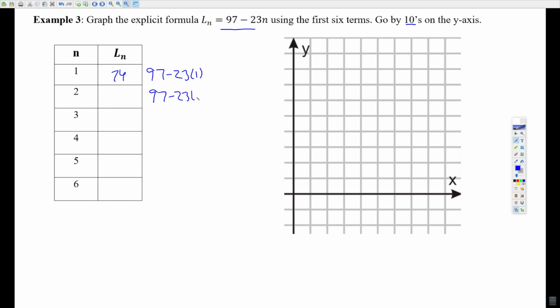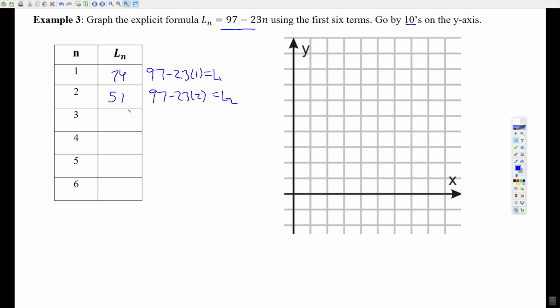97 minus 23 times 2, and that would be 51. Now, obviously, you don't have to actually plug in the new number every single time to get the next term, right? This is L sub 1, this is L sub 2. What we're really going to do is, if you notice the pattern, we're just dropping 23 every time. So you could also just do 74 minus the, I'm sorry, it's minus 23, and you would get your 51.